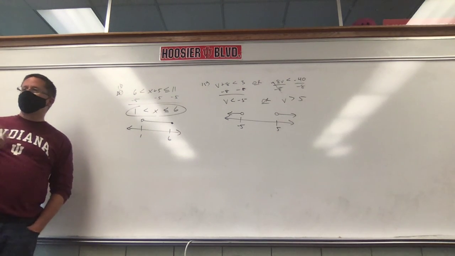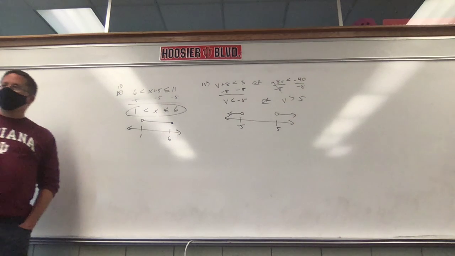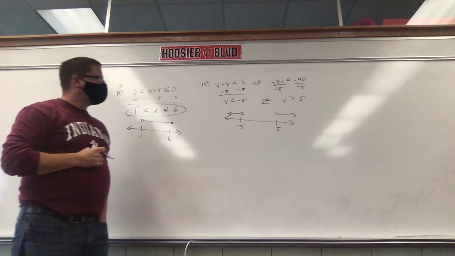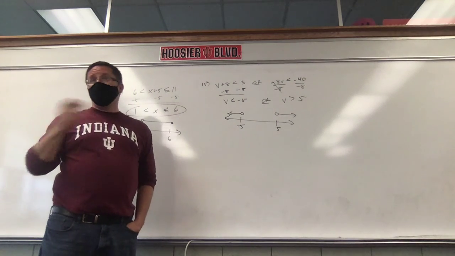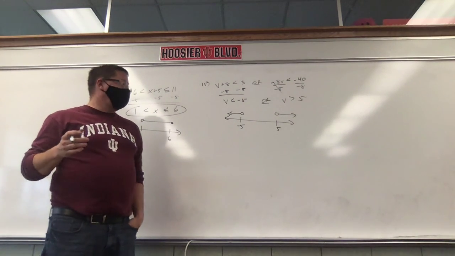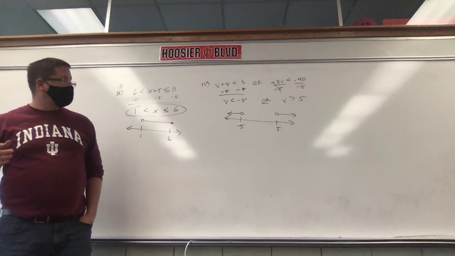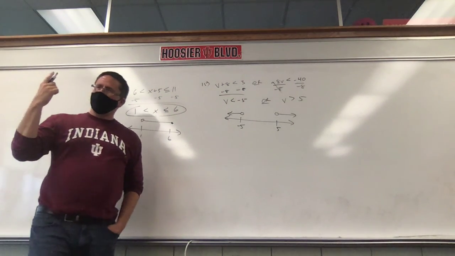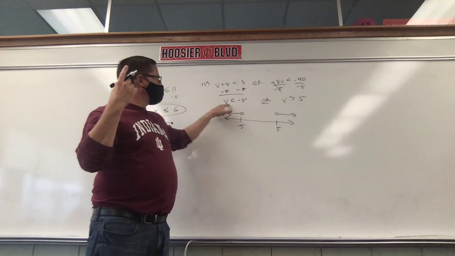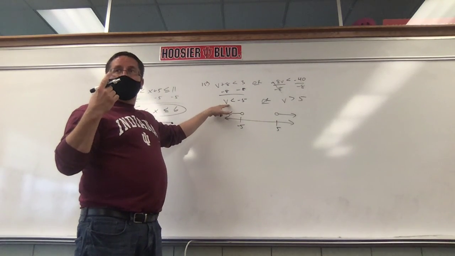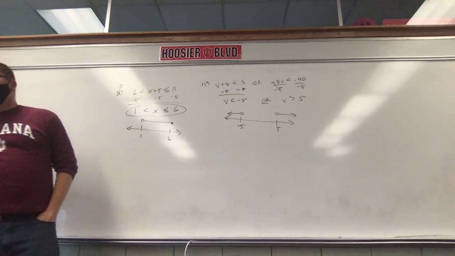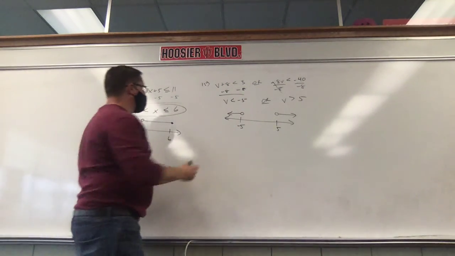Is the number 10 a solution to this problem? Yes. Why? Because it's bigger than 5. That's all it's going to be. One or the other. Is negative 20 a solution? Yep, because it's smaller than negative 5. Is 1 a solution? No. It's not less than negative 5, and it's not bigger than positive 5. It's got to be one or the other. Okay? 17.